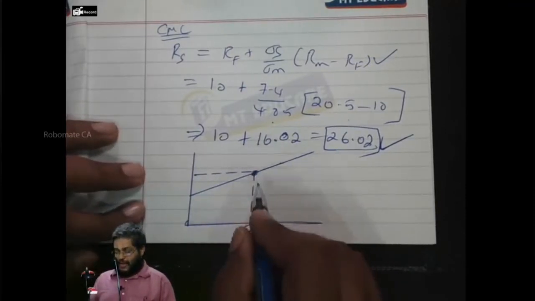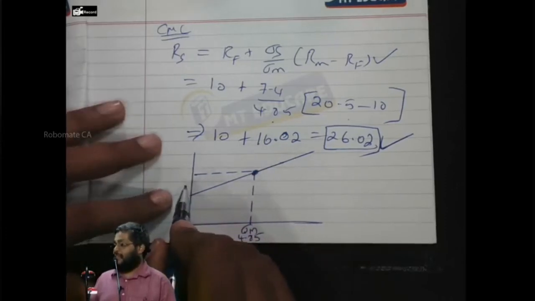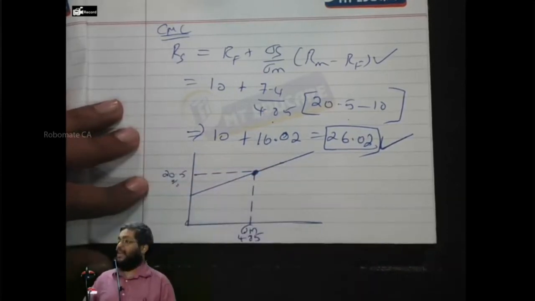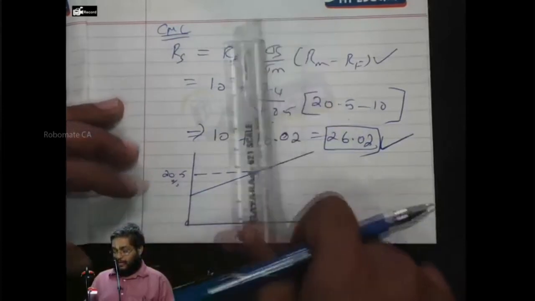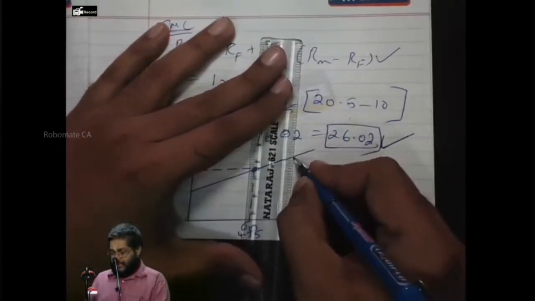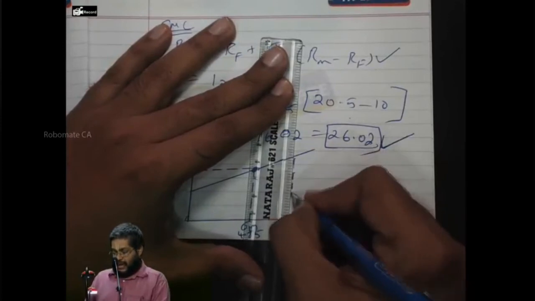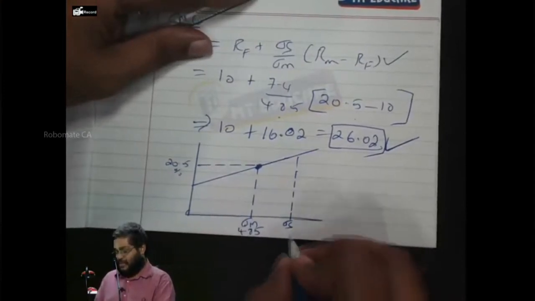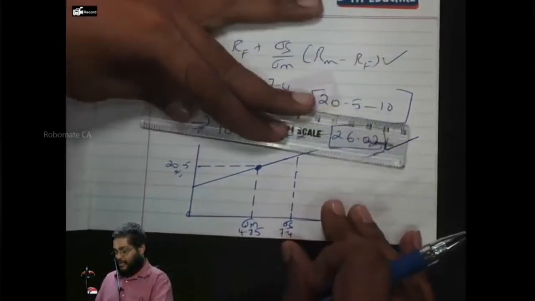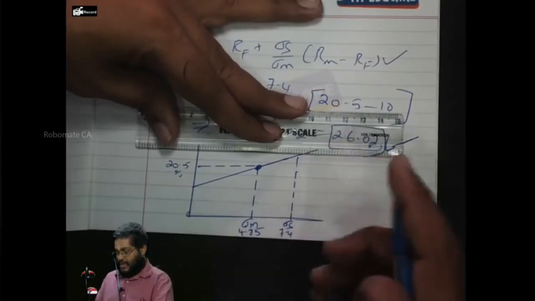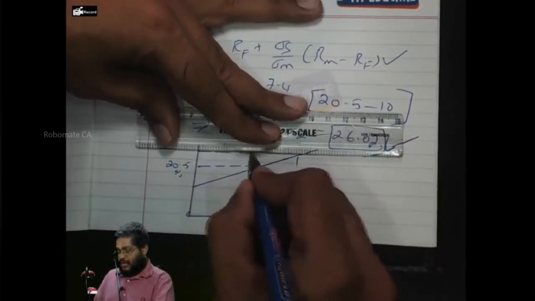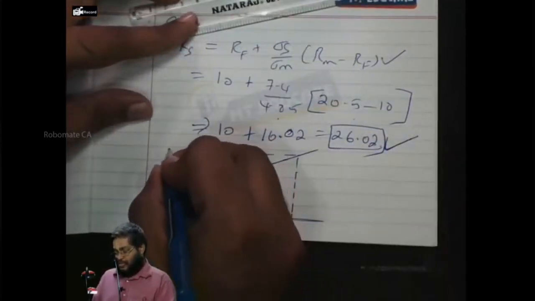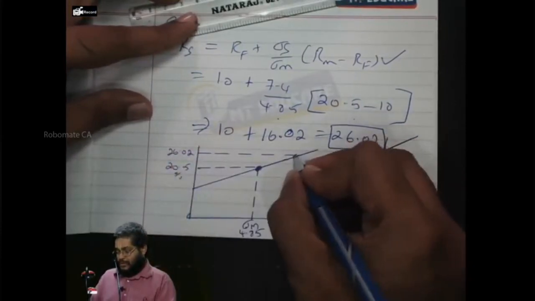For a 4.85 risk, the market is giving how much return? 20.5%. Right or not? But for my security, I have a different standard deviation. What is the standard deviation of my security? Sigma S is how much here? 7.4%. Now you should tell me what is the required return as per the CML. It is 26.02. The required return should be 26.02.